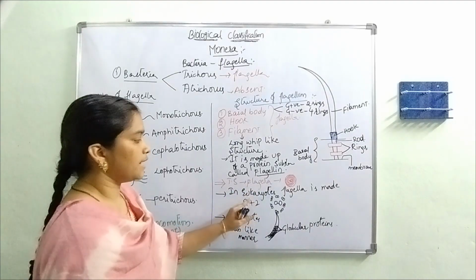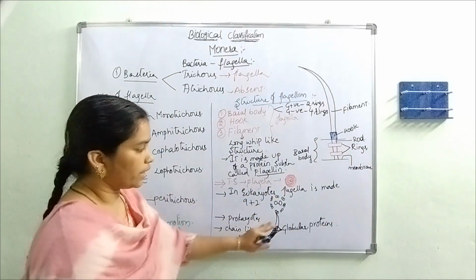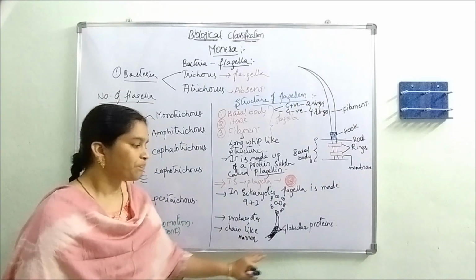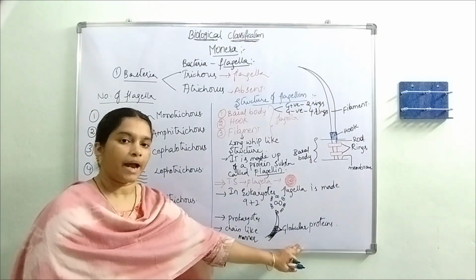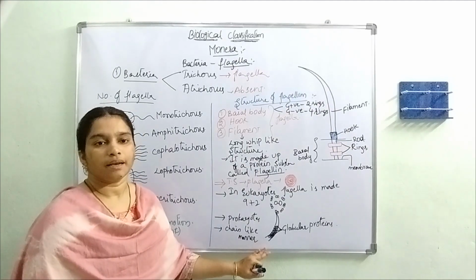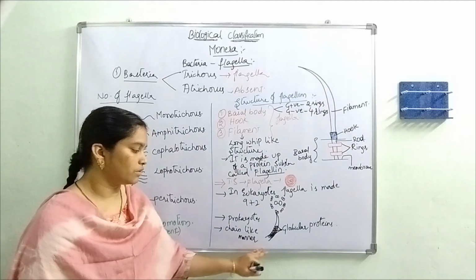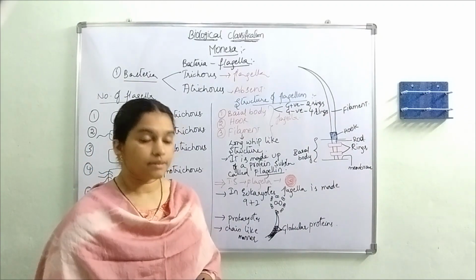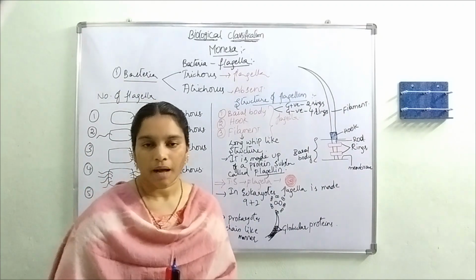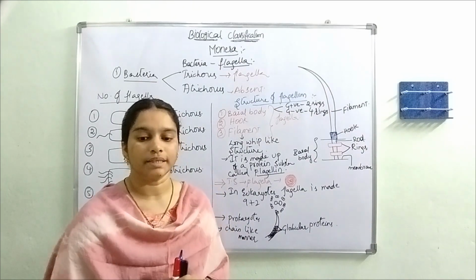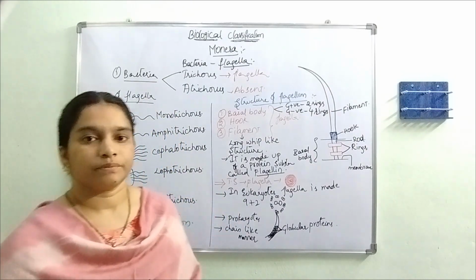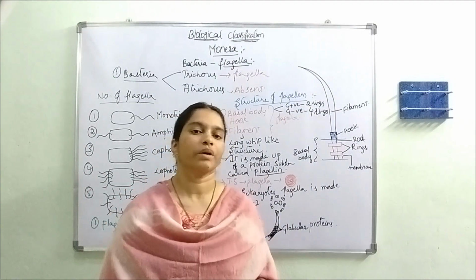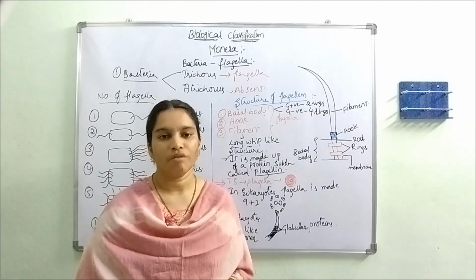So the flagellum somewhat looks like a rod. In eukaryotes it is a 9+2 arrangement, and in prokaryotes it is made up of globular proteins, and it looks like a chain-like arrangement, or a chain of rings. So this is the class about the flagella. In the next class we will learn about the gram staining of bacteria.